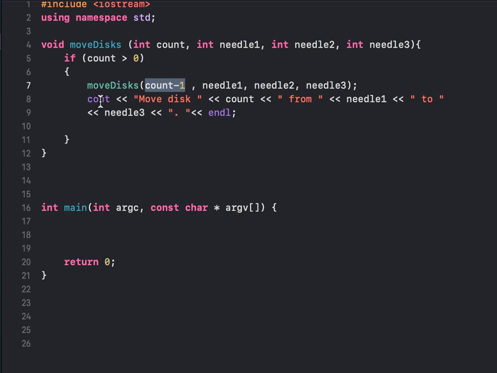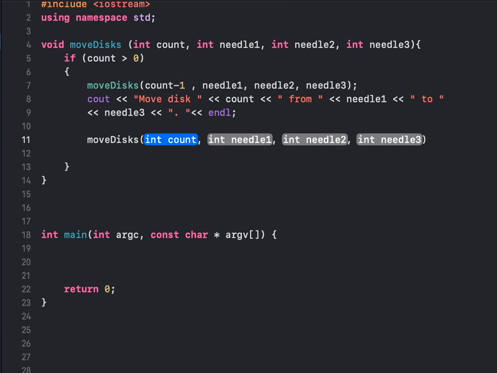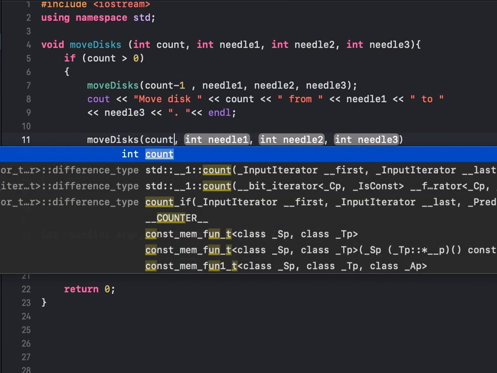And then a message, cout, that says moveDisk, and it tells us disk number what, disk number 2, 3, or whatever, from needle 1, needle 2, needle 3, whatever number or identifier we have over there, which in this case could be just 1, to needle 3, right? And this basically is the first part, okay? So for the second part, the only thing that we need to do is call moveDisk over count minus 1.